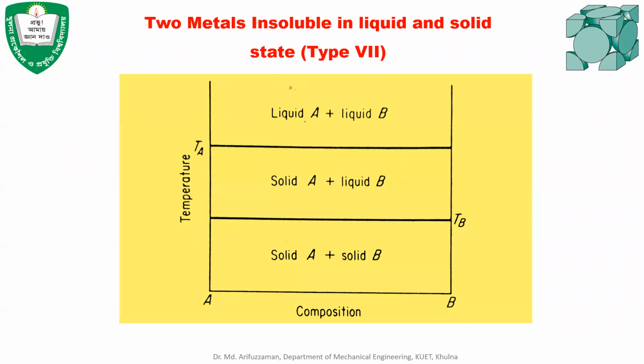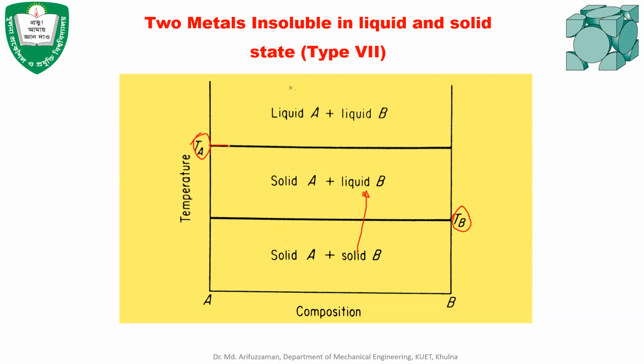If you look at this, then at very high temperature, the element A has a melting point temperature of TA and element B has a melting point temperature of TB. That means when you increase the temperature, then solid B will be completely molten in here. That means solid B will be converted into liquid B.